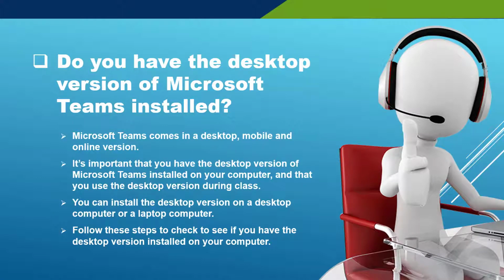The first thing to do is to check to see if you already have Microsoft Teams installed on your computer. Remember, Teams comes in a desktop, mobile, and online version. You want to ensure that you have the desktop version installed on your computer and that you use the desktop version during class. You can install the desktop version on a desktop computer or a laptop computer. Let's review the steps to check to see if your computer has the desktop version of Microsoft Teams installed.